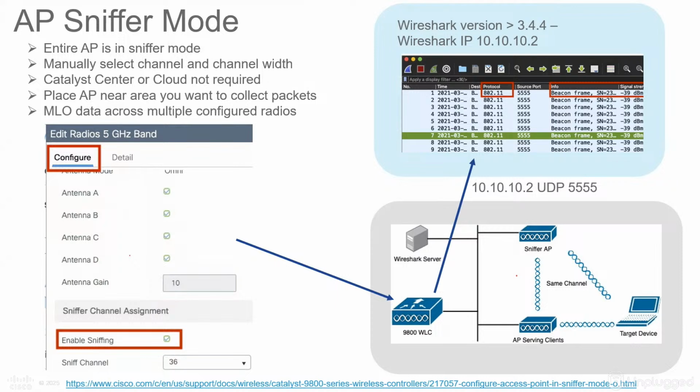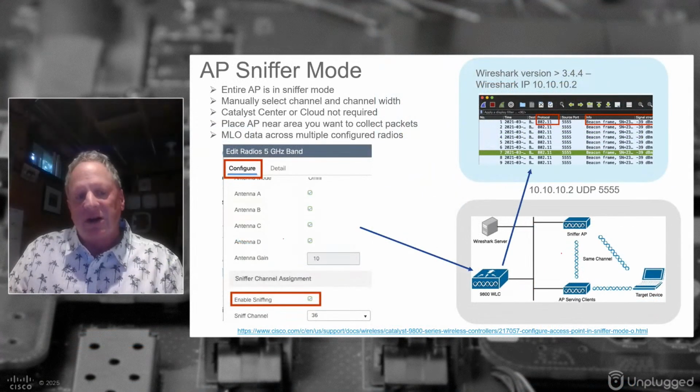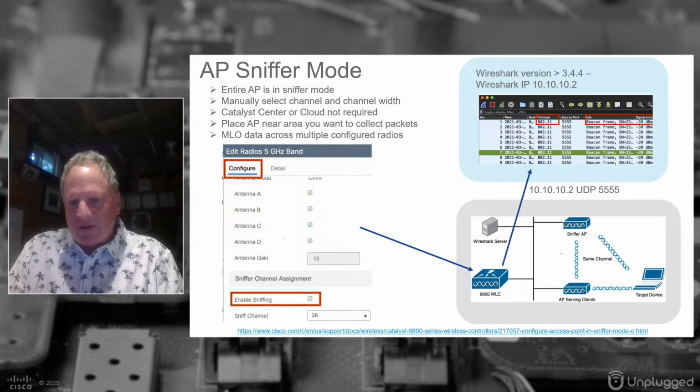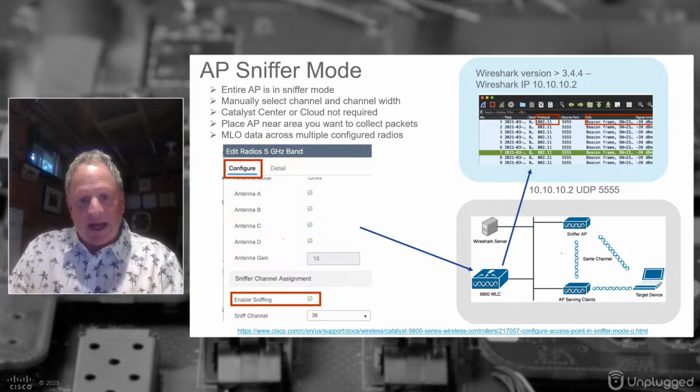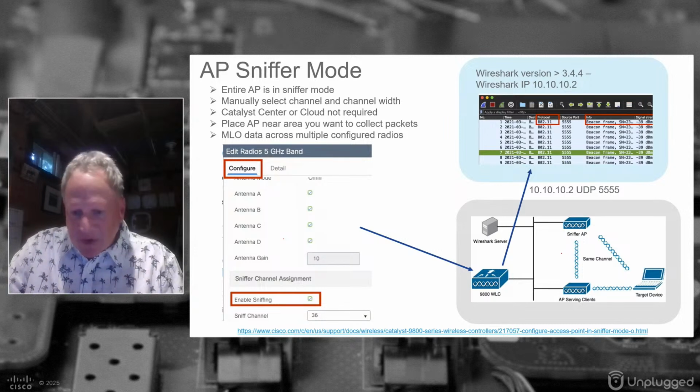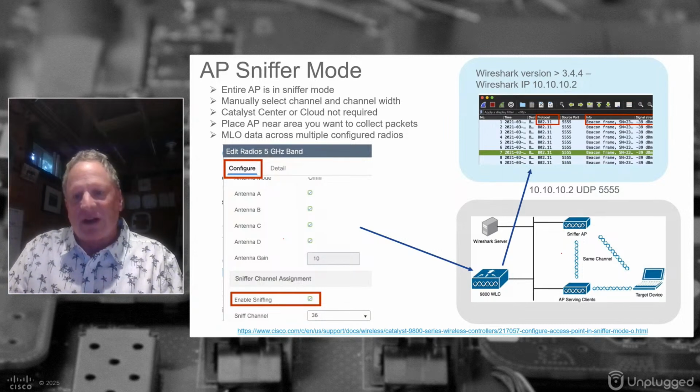Right, so we've got local mode, we've got flex connect mode, but you can also put the entire AP into sniffer mode. And then once you get into the radio level on that AP, let's say you're at the 5 gigahertz radio, because that's where you're having some problems, you can go into that 5 gigahertz radio and say, okay, I want to capture this channel at this width, 40 megahertz, and I'm going to set it up so that it's pointing to the IP address of Wireshark. And you put that IP address right into the controller configuration.